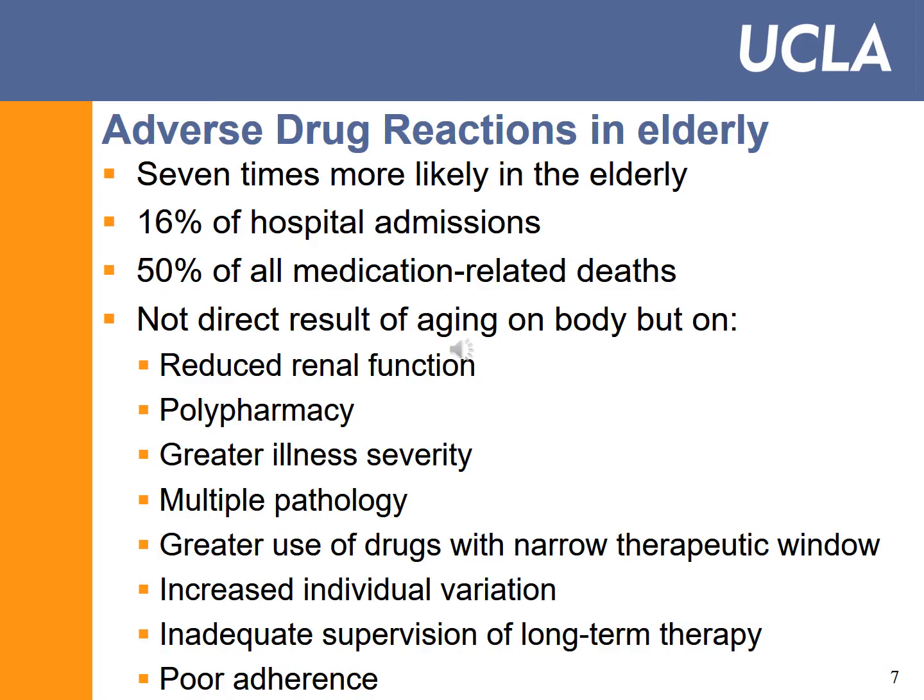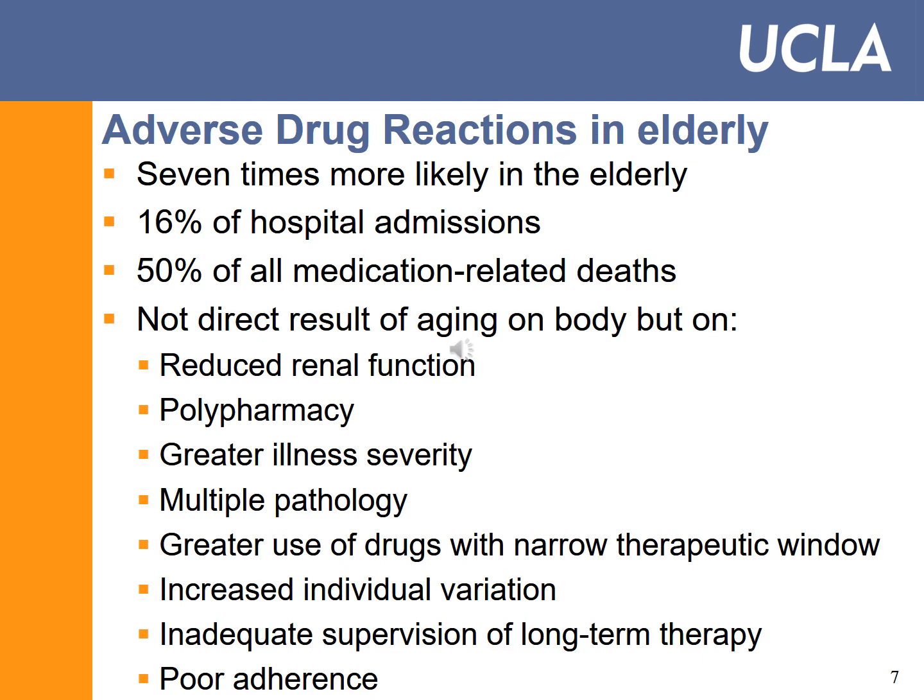And now the other population that is an important population nowadays with the baby boomers, this is the geriatric population. And because those patients are usually polymedicated, we have to pay very close attention to their regimen. As you see, they are 7 times more likely to have an adverse reaction in elderly. This adverse drug reaction represents 16% of the hospital admissions in elderly. 50% of all medication related deaths are in elderly.